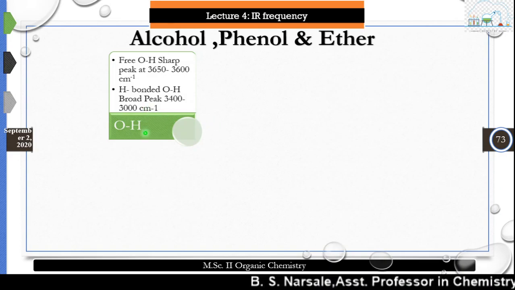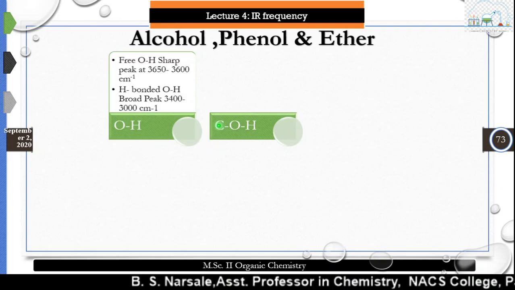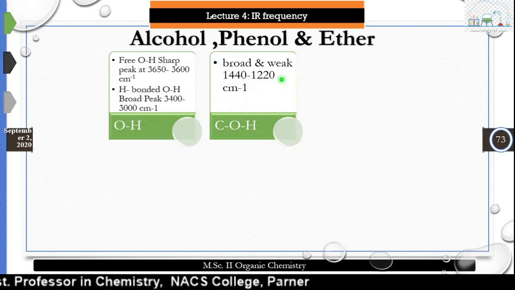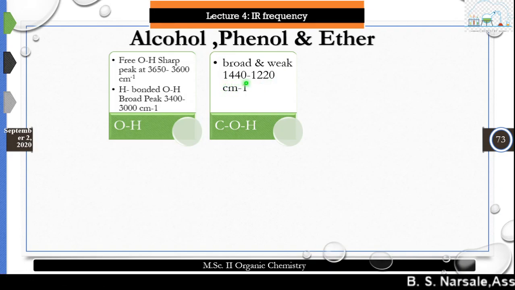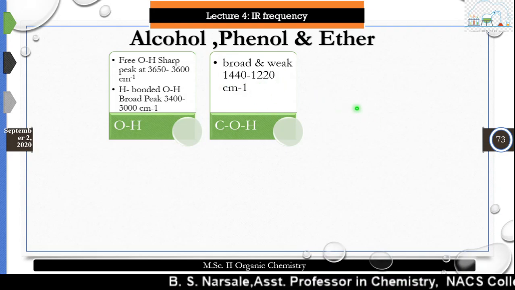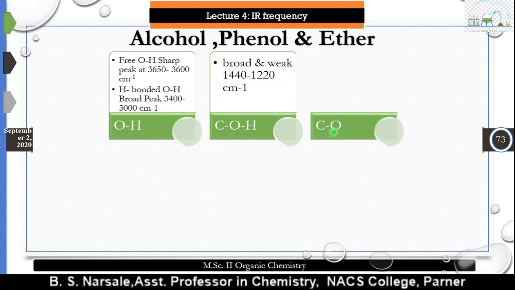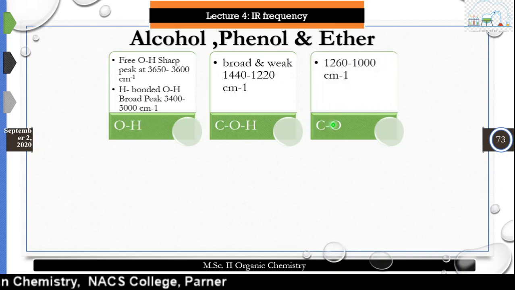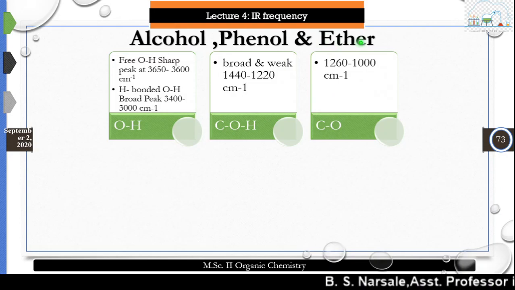If the hydroxy group is attached to carbon, then the O-H bending absorption will be observed, which gives a broad as well as weak peak in between 1440 to 1220 centimeter inverse. In a similar way, the carbon-oxygen linkage present in alcohol and phenol is observed at 1260 to 1000 centimeter inverse. This is similar to that of ether molecules.